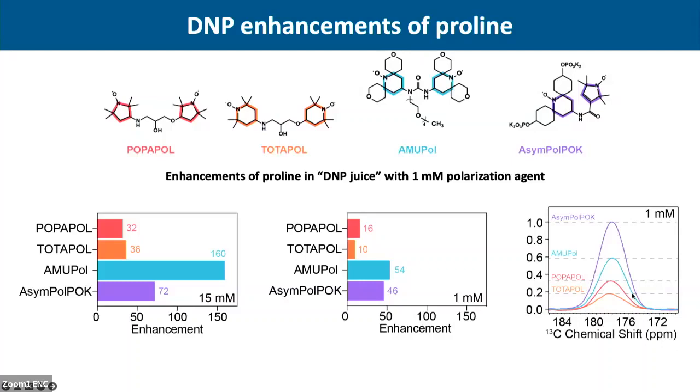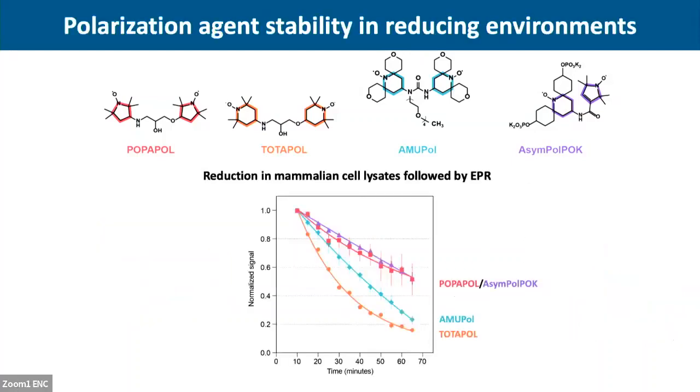Okay, so then we wanted to look at what is the situation in lysates. So these are mammalian cell lysates. We're following the reduction of radical by EPR. And here we have 1 millimolar of radical in these studies. And so here under these conditions, now you can see that popopole and asympole POC are actually very similar to each other. They have very similar reduction rate, while amupole and totopole are much more sensitive to the reduction in these cell lysates.